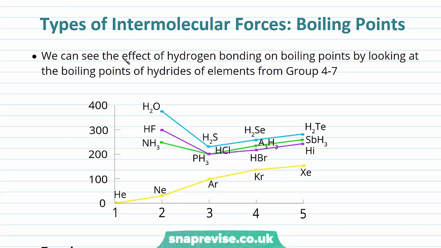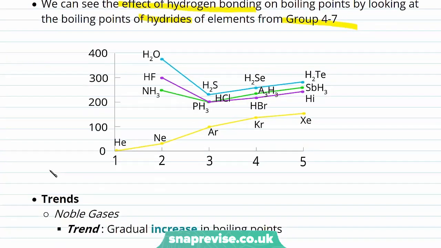Now we can see the effect of hydrogen bonding on boiling points by looking at the boiling points of the hydrides of elements from groups 4 to 7. And here we have that shown in a graph. We can see trends within this graph. We're going to take a closer look at some certain trends.